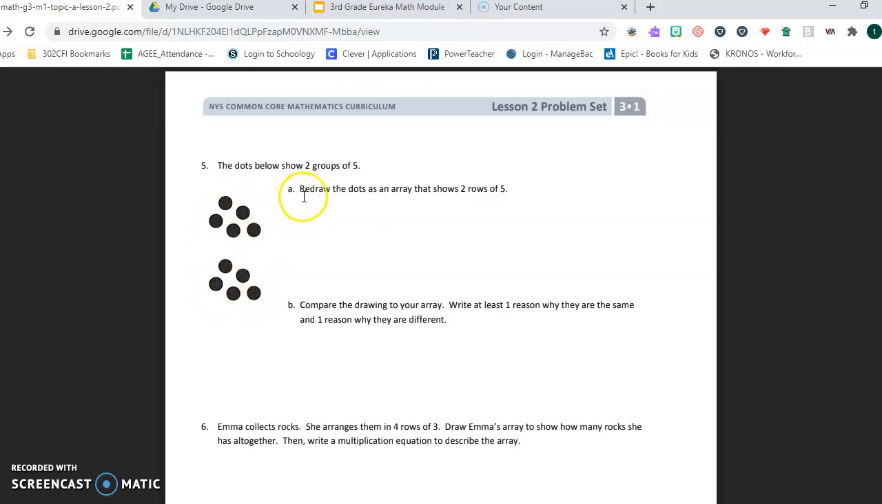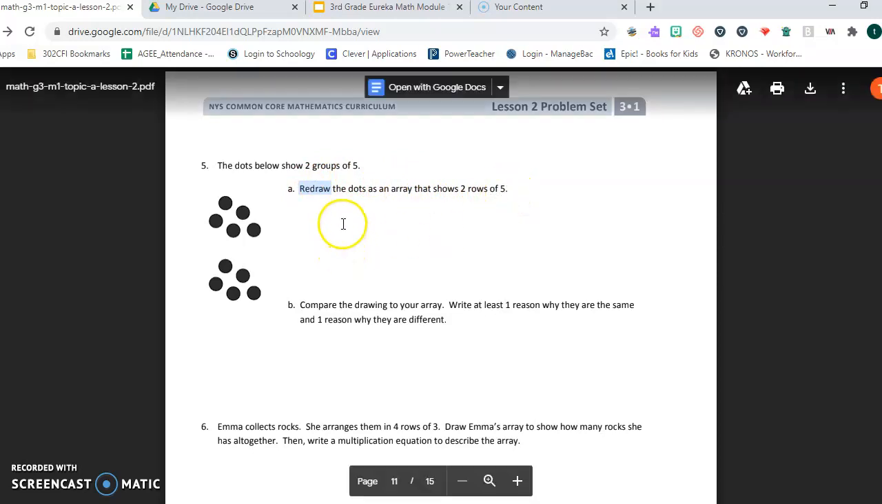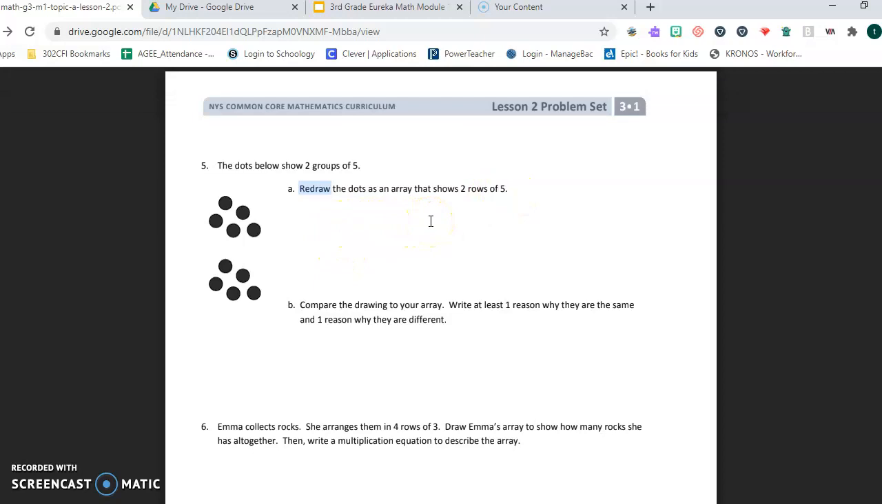So for A, redraw the dots as an array that shows 2 rows of 5. Okay, redraw means draw again. Anytime you see this prefix re at the front of a word, that means do it again. Okay, so draw again, redraw the dots as an array that shows 2 rows of 5. Okay, so you're going to have 2 horizontal or side to side rows of dots. So 1 and then 2, and then each row is going to have 5 dots in it.